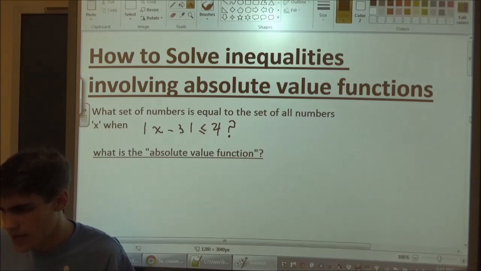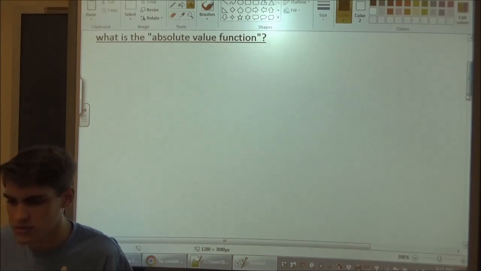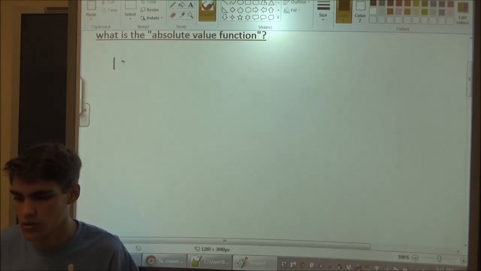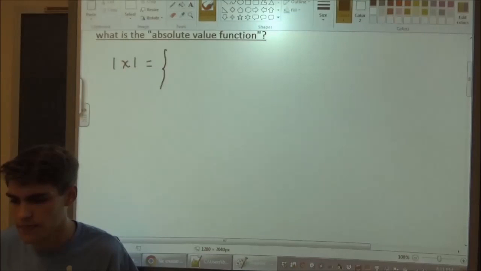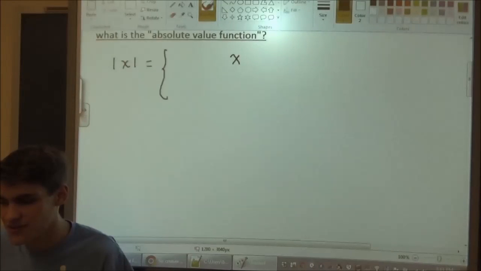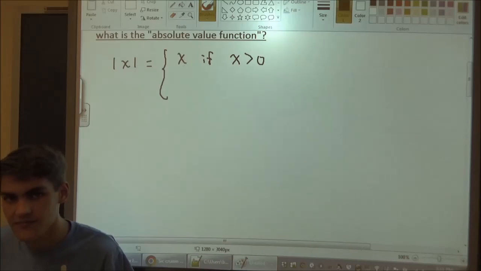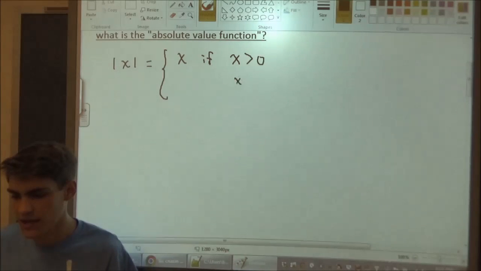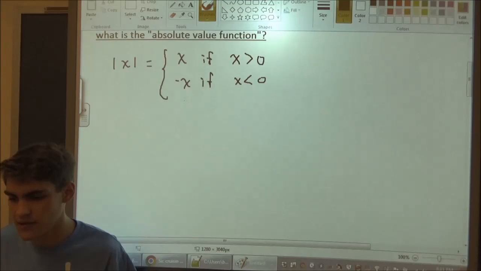So the absolute value function is just a really simple little rule that contains powerful ideas. So here's what it is. If you give me an x that's greater than 0, I'm going to give you x back. If you give me an x that's less than 0, I'm going to give you negative x back. And if x is equal to 0, I'll just give you 0 back.